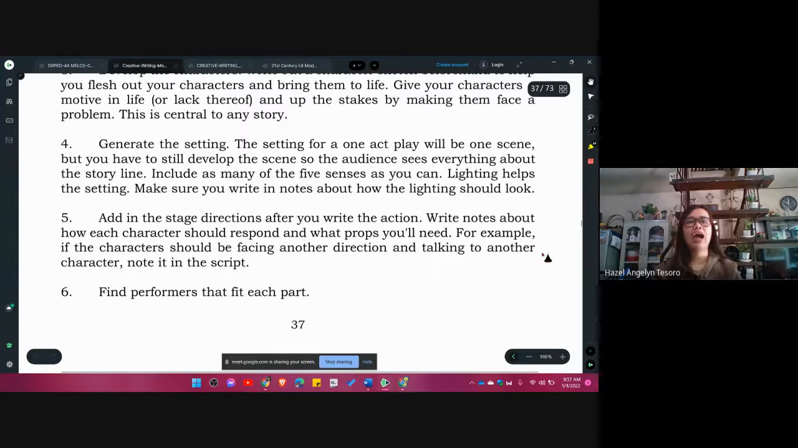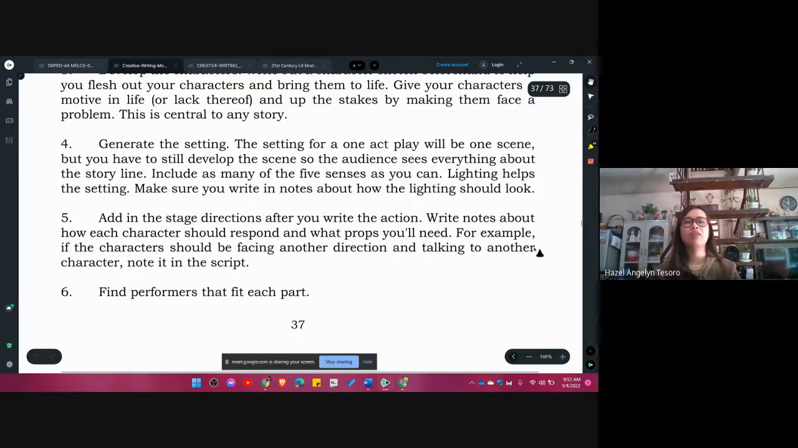Number 5, add in the stage directions after you write the action. So here, I will not require you to write highly technical stage directions since you're actually beginners, but you can just write them as you would say them to the production team, no? So here, you're already acting not only as the writer of the story, but you're also the director and the producer, ano, how you want the play to be shown to the audience.